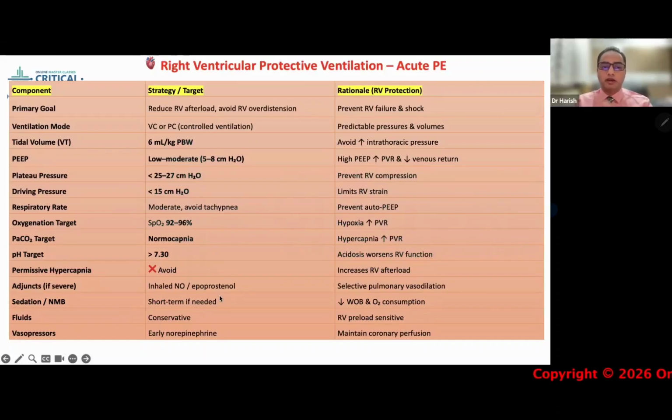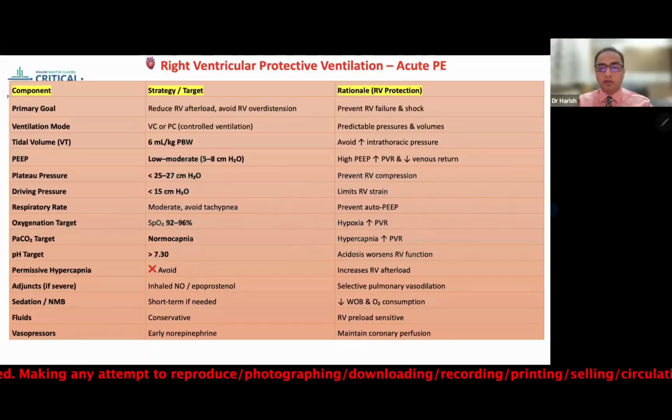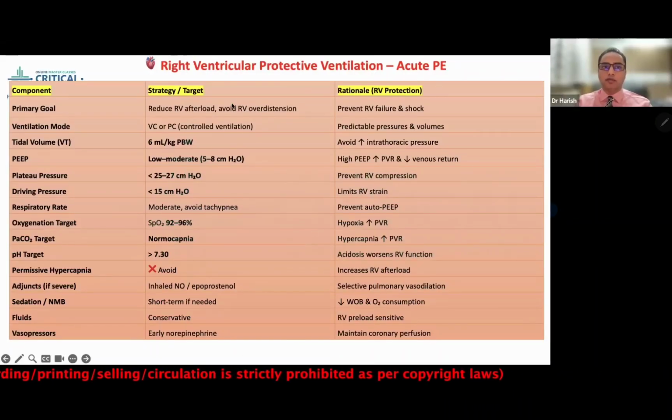Adjuncts like inhaled nitric oxide, epoprostenol, which give selective pulmonary vasodilatation, can be used in RV dysfunction patients if there is a persistent increase in pulmonary artery pressure. Sedate, use relaxant for short term, so that it helps in reducing oxygen consumption and work of breathing. Conservative fluid, so that RV preload overloading can be avoided. Early norepinephrine helps in maintaining the coronary perfusion. So these are some of the right ventricular protective ventilation strategies.